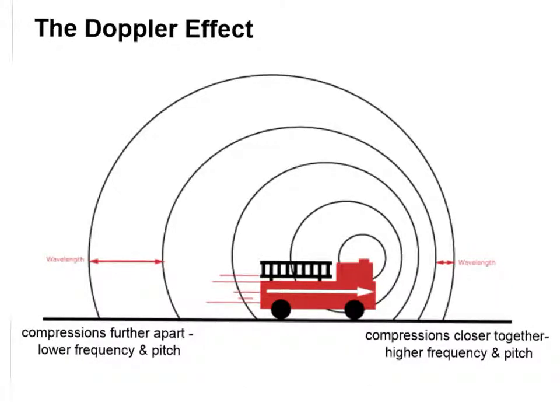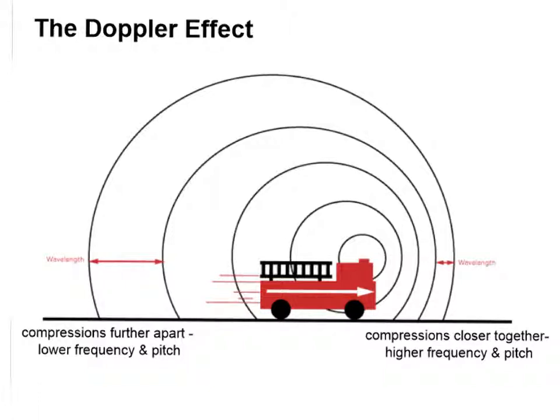And this brings us to our last idea, the Doppler effect. What is the Doppler effect? It is basically the change in a wave frequency because the wave source is moving relative to the observer, or the observer is moving relative to the wave source.